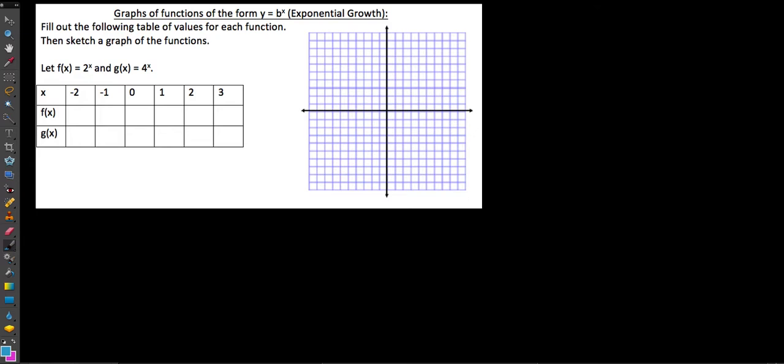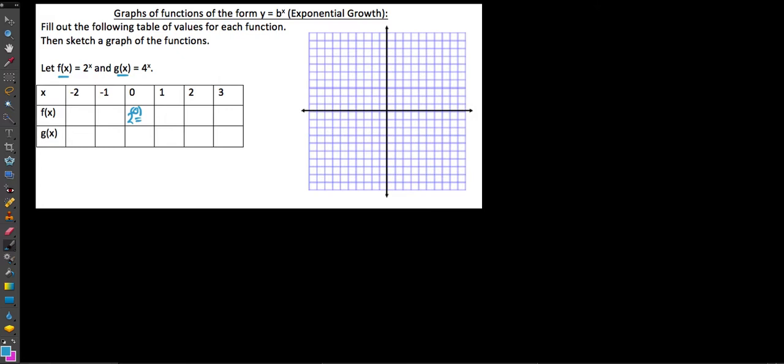So it says fill out the following table of values for each function, then sketch a graph of the functions. The two functions that I've given us here, f and g, are a couple of exponential functions where in the first one our base is 2 and in our second function our base is 4. So we're going to look at evaluating 2 to the x power first, and I wish I would have made a vertical table here just to be able to show some more work. But when we plug in our input value, remember that that's going up in the exponent.